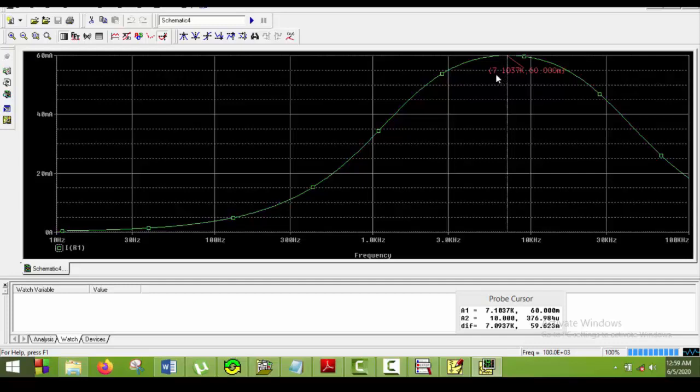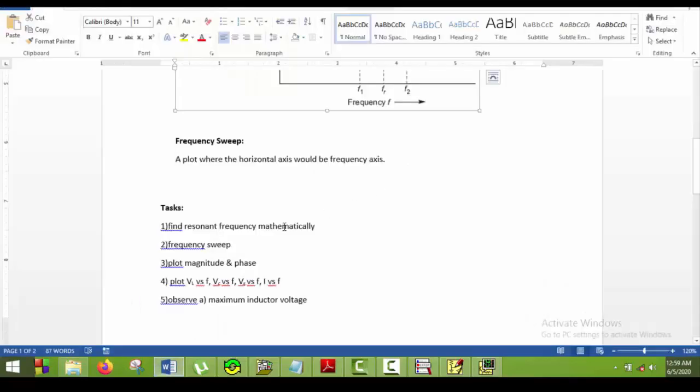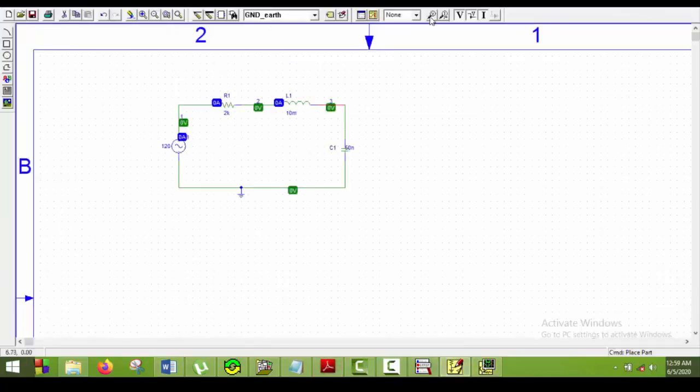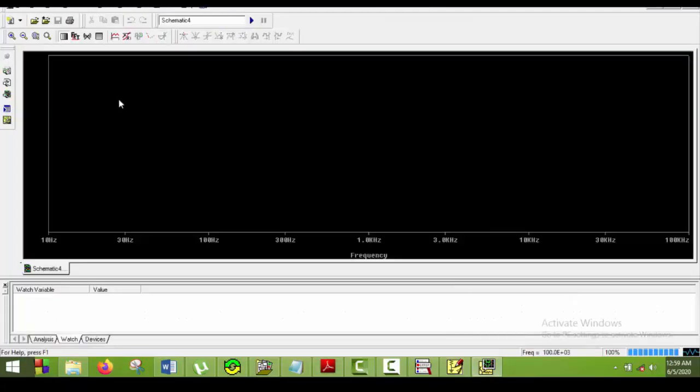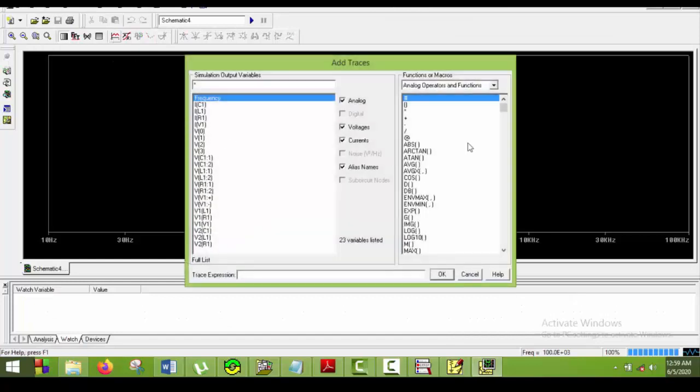This is similar to the value we got in the mathematical calculation. So the plot is correct and the mathematical calculation was also correct. So now let's move on to the next task. The next task is to plot the phase of current. So we need to plot the phase of current. So we will simulate this one and now plot the phase.